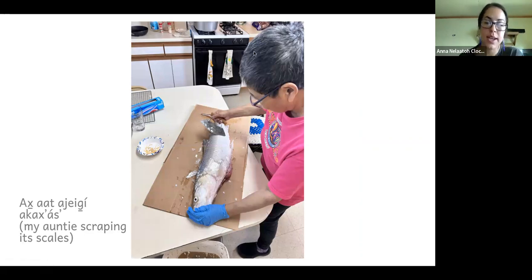So this is my Auntie Jo, and she's preparing the tea fish for nachlada. That's our word for fish ice cream. And she's my paternal auntie, so that's why I call her Achat. Go ahead and repeat that after me. Achat.